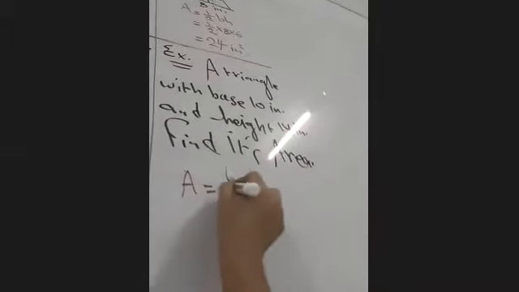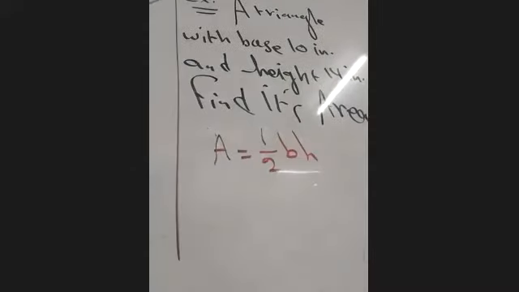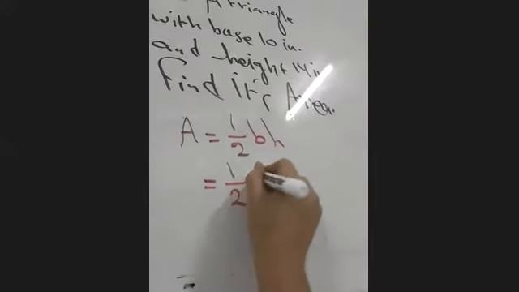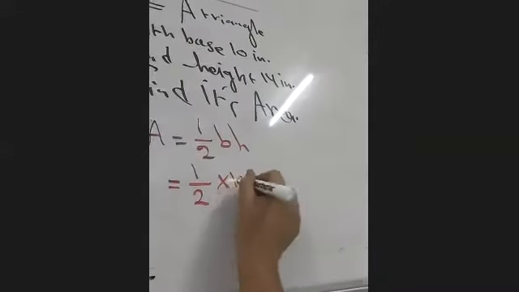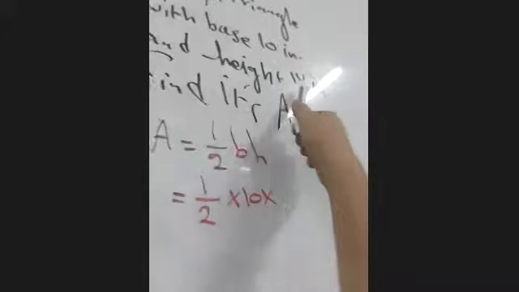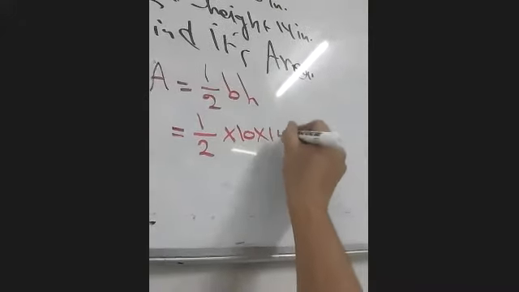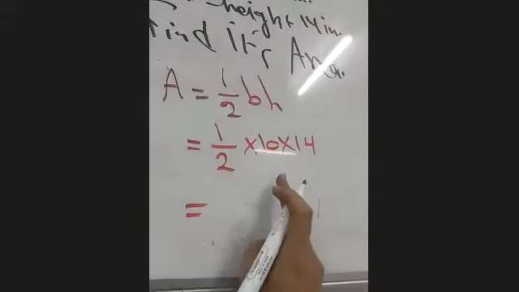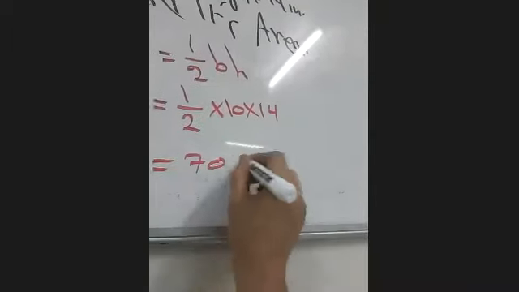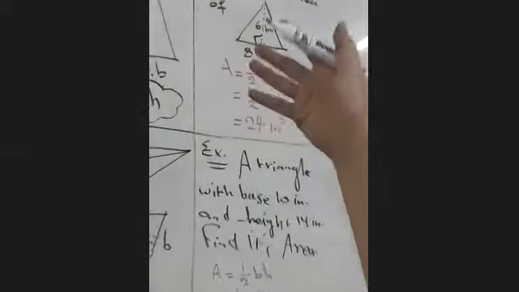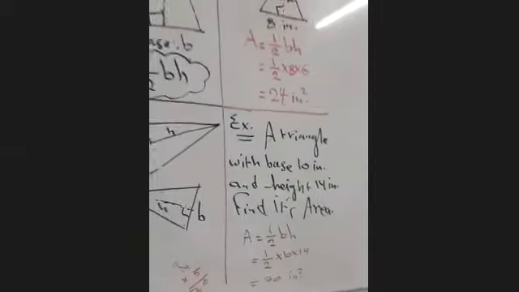So here I will write the formula first. A equals half BH, which is equal to half multiplied by B. B is the base. How much is the base? From the question, 10. Multiply by H. How much is the height? 14. Now half of 10 is 5, multiplied by 14, that's 70 inches to the power 2. So sometimes the question gives you the graph with the dimensions on it, and sometimes it's written like this. But the formula is the same and the steps are the same.